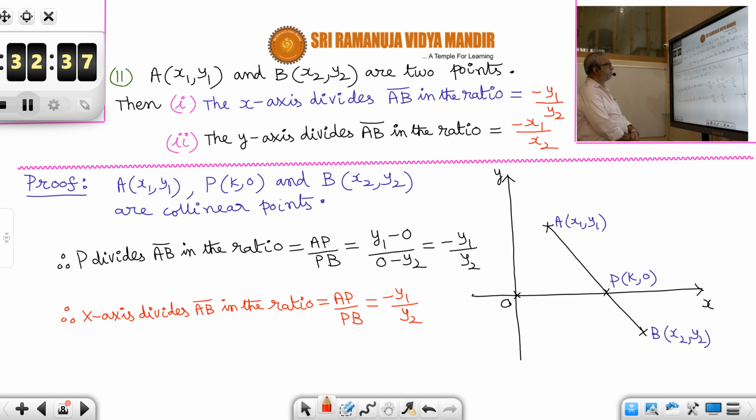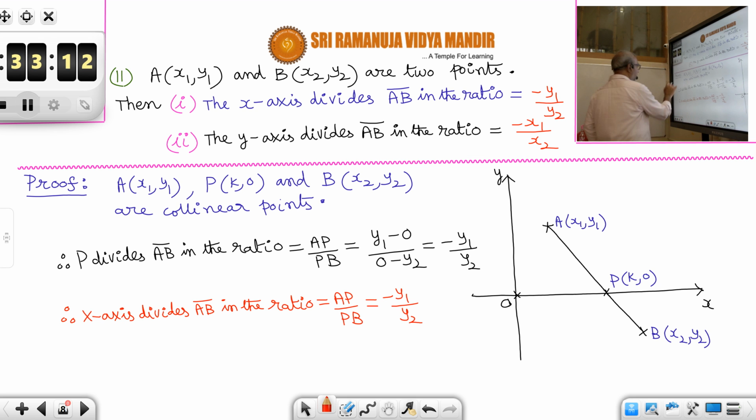11th one. A(x1, y1) and B(x2, y2) are 2 points. Then number 1, the x-axis divides the line segment AB in the ratio -y1 by y2. Number 2, the y-axis divides the line segment AB in the ratio -x1 by x2. For the x-axis you use y coordinates. For the y-axis you have to use x coordinates. So here you see the diagram.